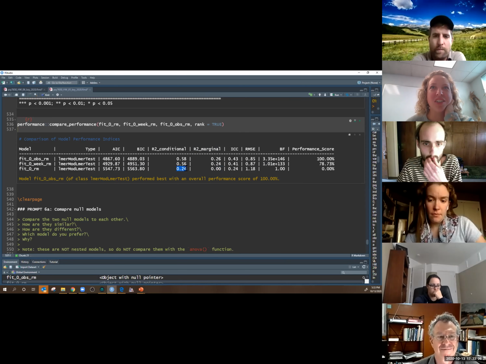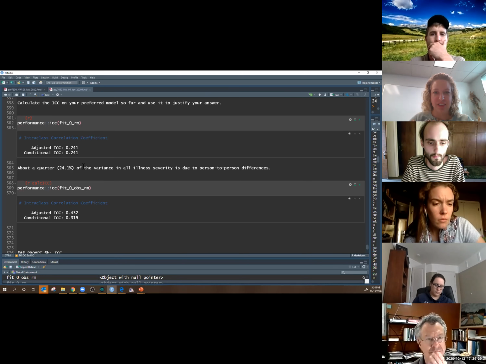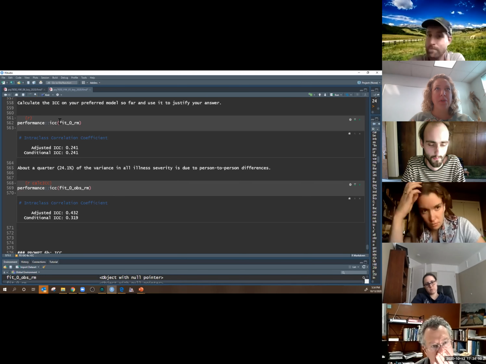So if I do a performance ICC for that model that does not have any time in it, we would interpret this as about a quarter, because it's 24.1%, about a quarter of the variance in all the illness severity is due to person-to-person differences. Now, notice they're both the same, because are there any fixed factors in this model? No, we didn't add time. This is a purely null model. It's just fixed intercepts, random intercepts, that's all.